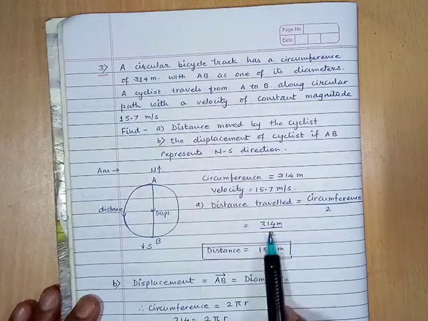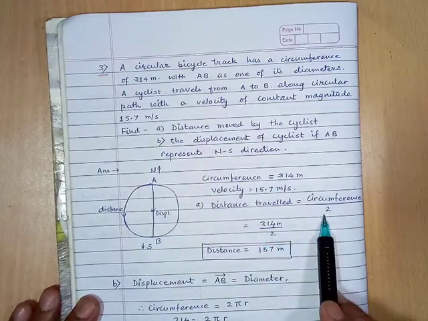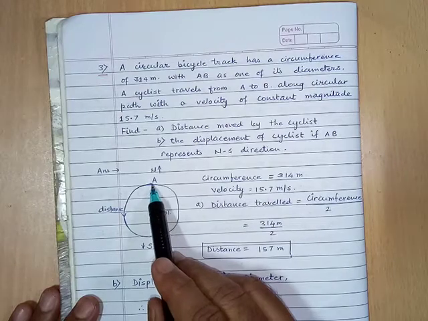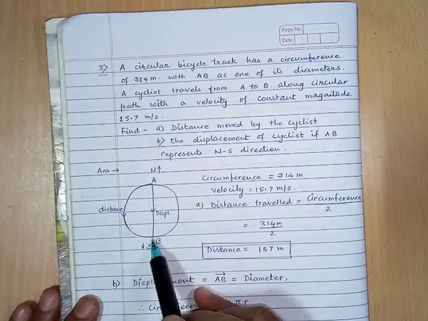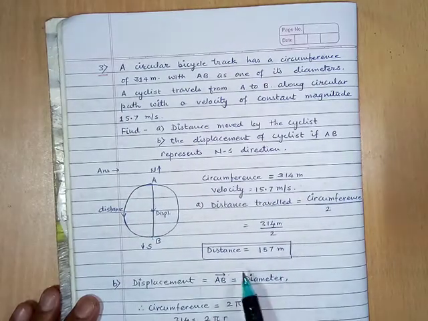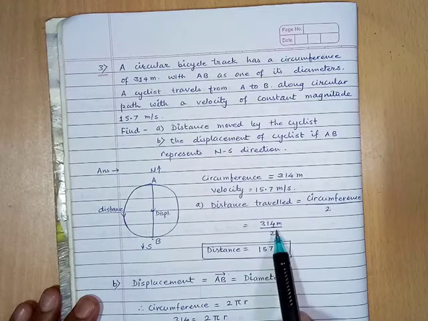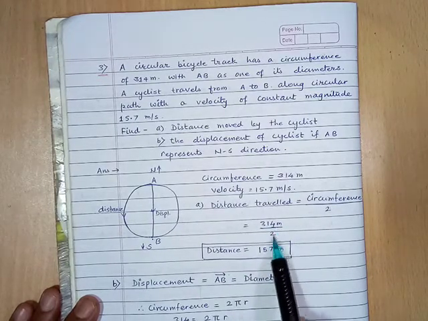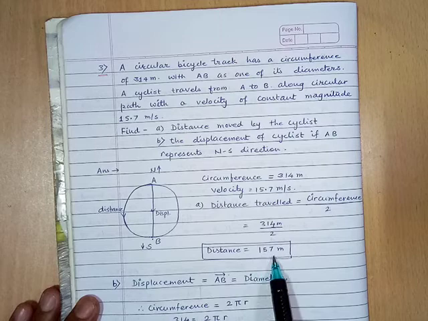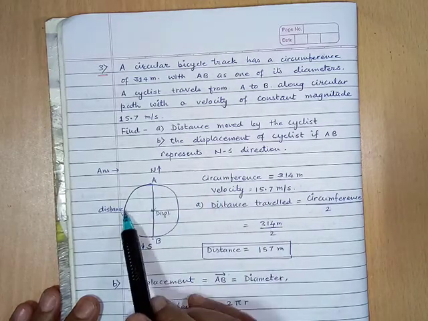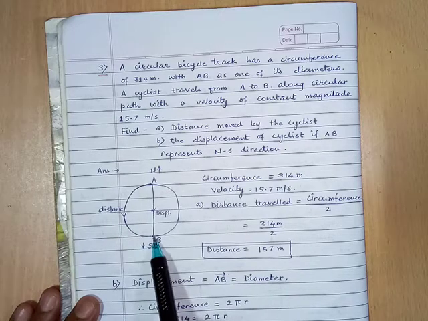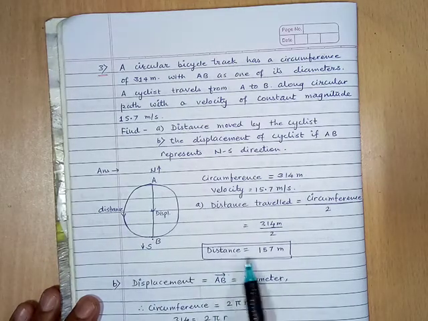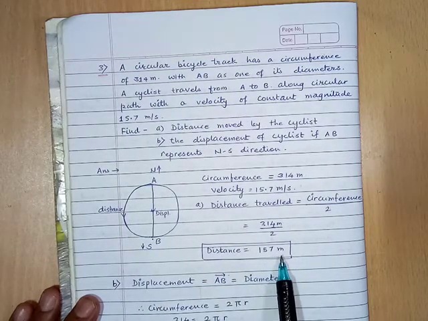So circumference is equal to 314 meters divided by 2. That means the cyclist starts from point A along this path and reaches this point B. So here the distance, if I calculate 314 divided by 2, comes to 157. So while the cyclist is moving from point A along the circumference up to point B, the distance traveled by the cyclist is 157 meters.